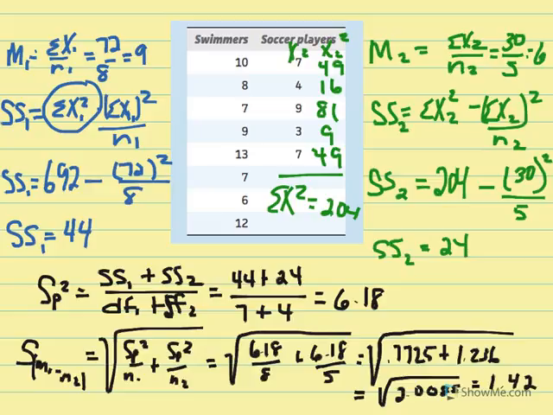We would get 1.42 if we round, and we actually get 1.417 in your calculator, so we're going to round it 2 digits right of the decimal, 1.42, and that's the average mean difference we would expect between sample 1 and sample 2, swimmers and soccer players and neurological test scores, if the null were true.